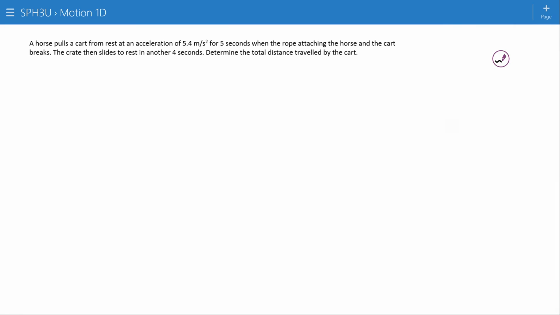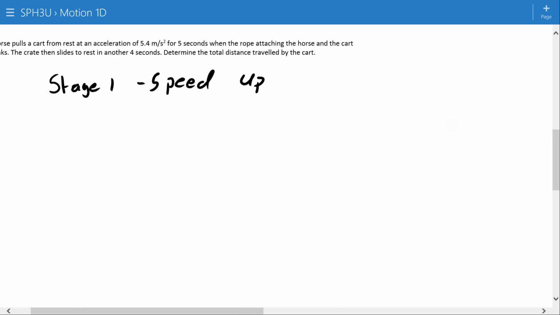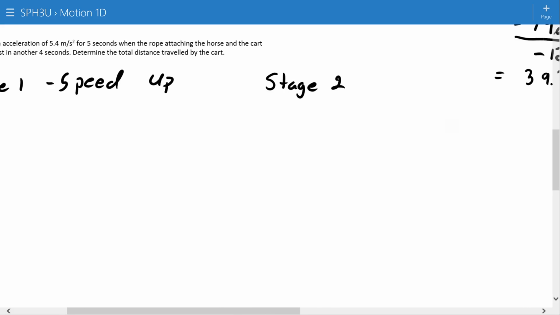Okay, so in stage 1, and I'm going to call that the speed up stage. And then I'm going to have stage 2. Don't overthink it, I'll call it the slow down phase.